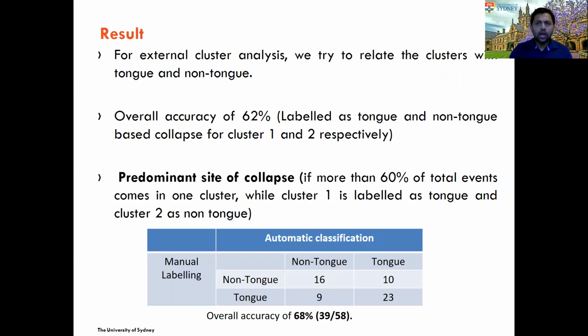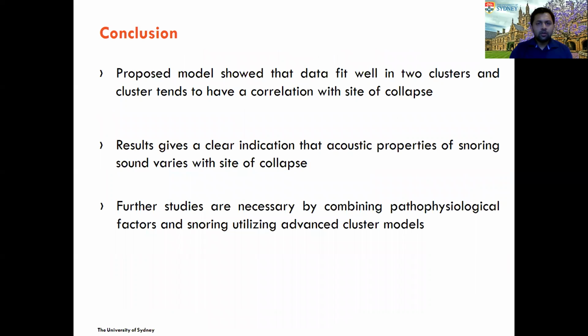Even though the overall accuracy is less, the main advantage of cluster method is that it doesn't require any training set to tune the model and doesn't require any labeling method. In conclusion, this study proposes an unsupervised machine learning algorithm using k-means clustering to find the correlation between cluster generated with snoring data and the site of collapse in upper airway.